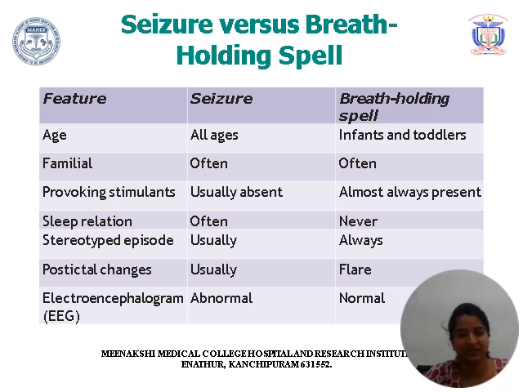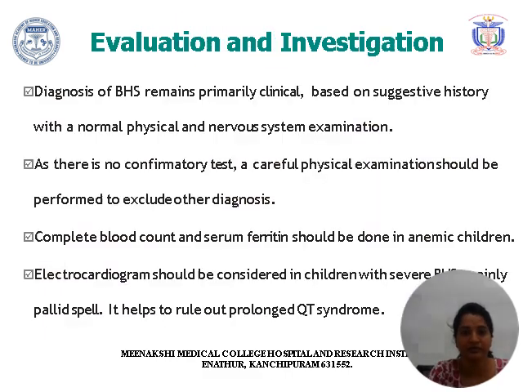Age of presentation for breath holding spells is usually infants and toddlers, whereas for seizures it can occur in any age group. It is often familial in seizures, even in breath holding spells. Provoking stimuli are usually absent in seizures, whereas in breath holding spells they are almost always present. Sleep relation is never seen in breath holding spells, whereas it is often associated with seizures. Stereotyped episodes are always seen in breath holding spells, less common in seizures. EEG changes will usually be normal in breath holding spells, whereas they will be abnormal in seizures.